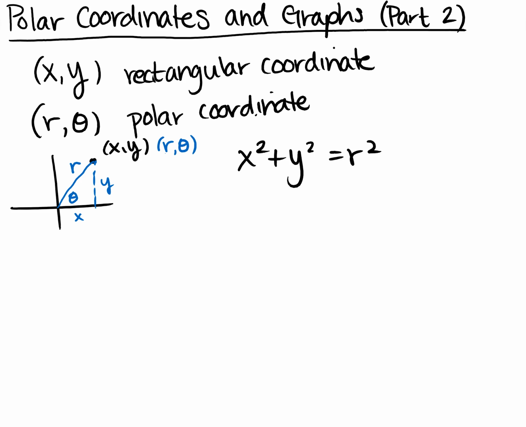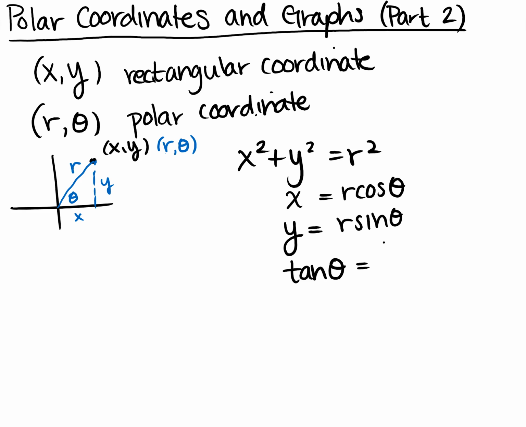So the relationships we found: x squared plus y squared is r squared. We also found that x is equal to r cosine theta, y is equal to r sine theta, and a lot of times I used the relationship between y and x to talk about tangent and to find my theta.